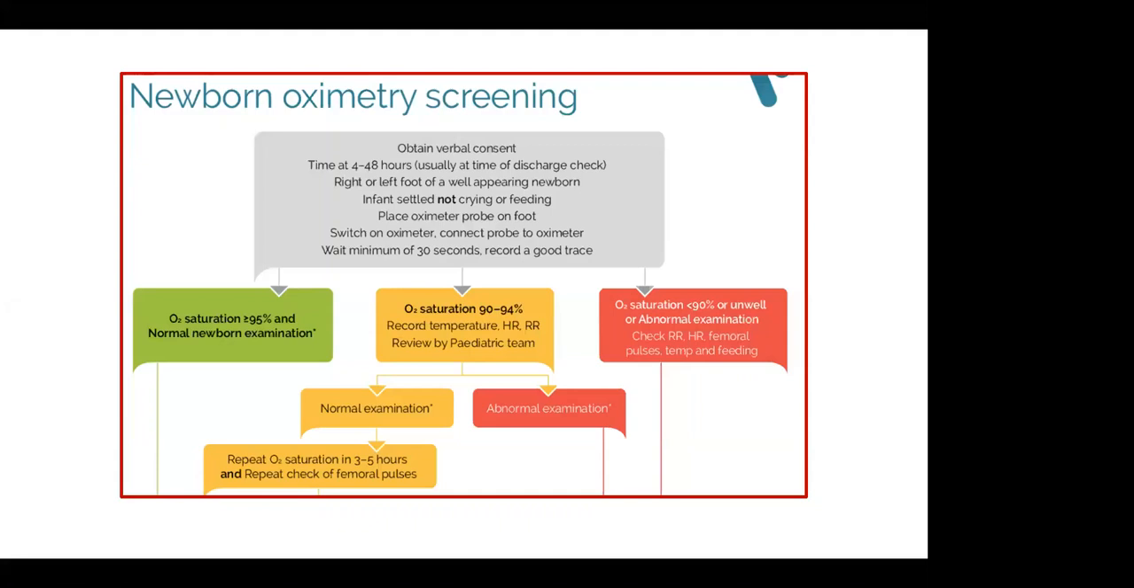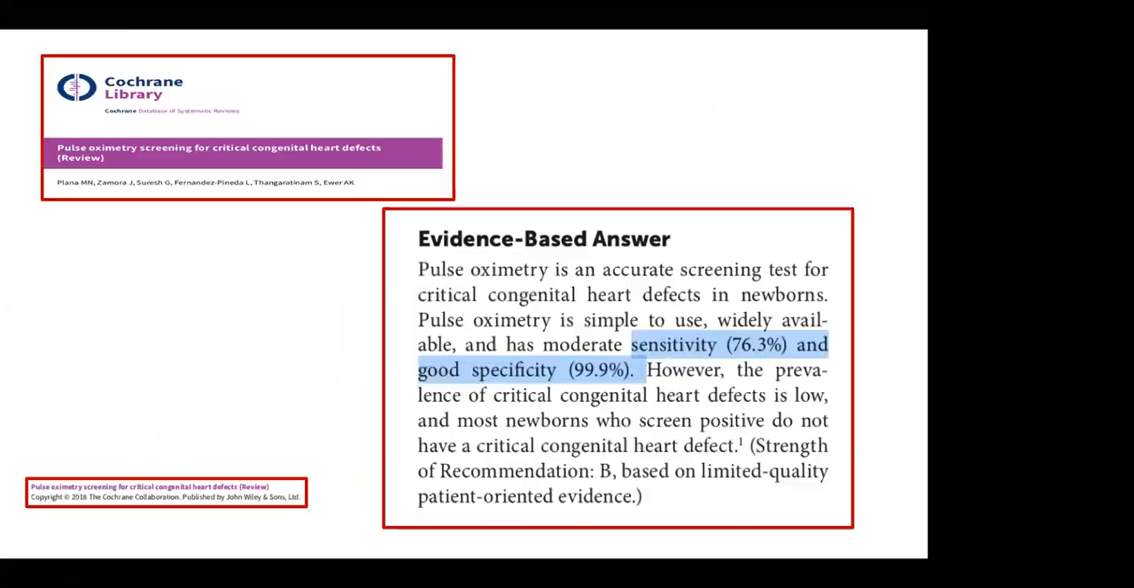You need to do it between 4 hours and 48 hours, and you categorize the patient according to the result. If it is more than 95, usually the patient is a normal newborn. If it is between 90 and 94, you need to examine the patient again, record temperature, and repeat the measurement after 3 to 5 hours. However, if it's less than 90% and the patient is unwell or has an abnormal examination, you need to call a cardiologist, because most of these patients will have a problem in their heart.